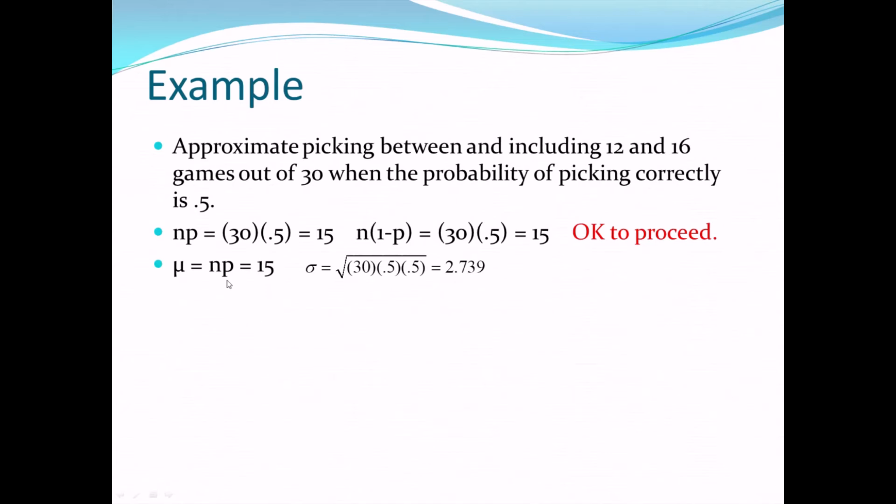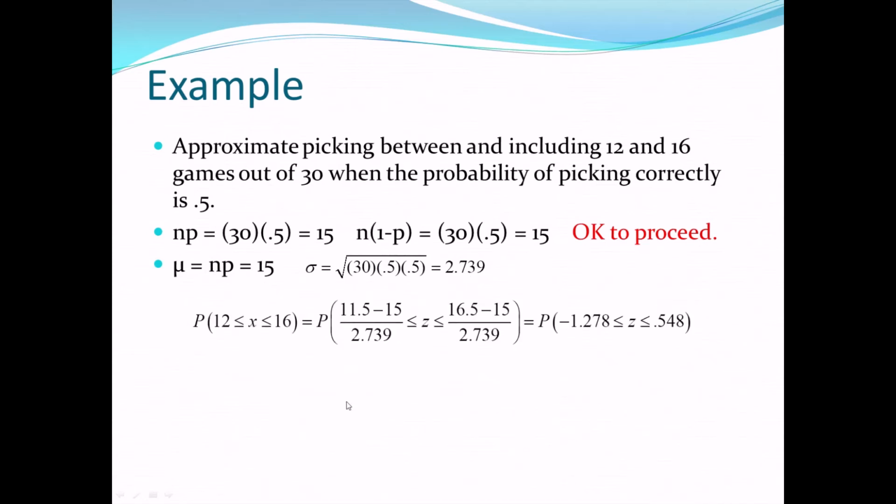So calculating the mean, of course, it's going to be the same as this. Standard deviation is this. Then you take 12 up to 16, you subtract 0.5 from 12, which is 11.5, you add 0.5 onto 16, which is 16.5, and then you just go ahead and create z-scores as you normally do.